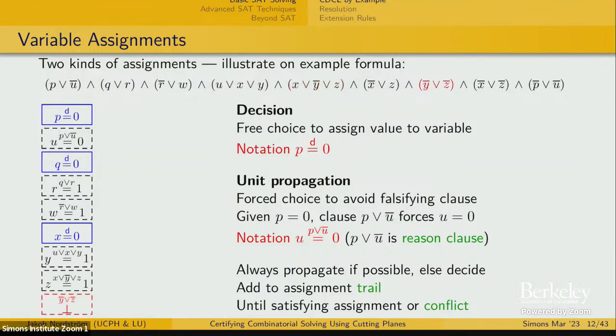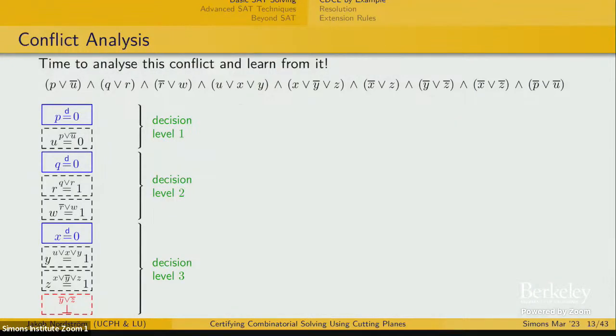But now we have a conflict because we're violating not Y or not Z. Back in the 60s, we would just say, oh, apparently X was a bad decision. Let me flip it. Now a modern SAT solver would instead say, let me analyze. I made three decisions and then I made some propagations. I have three decision levels. I'll go over what happened at the last decision level and try to figure out what went wrong.